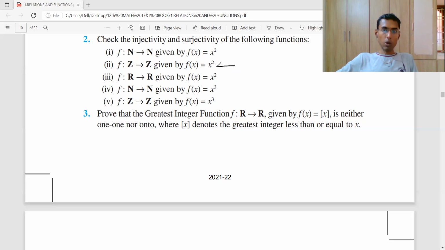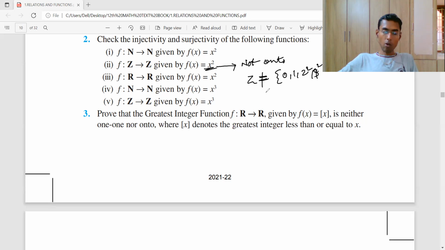Okay, what about onto? It isn't onto either. Why? Because only perfect squares. The codomain is Z, which is not equal to perfect squares. Here the range is 0, 1, 4, 9, 16, like that. So the codomain is not equal to the range.